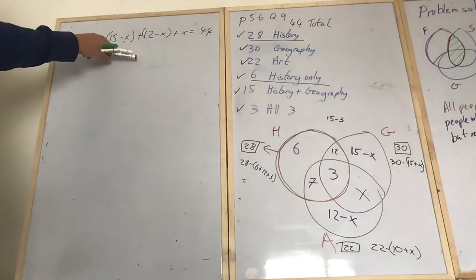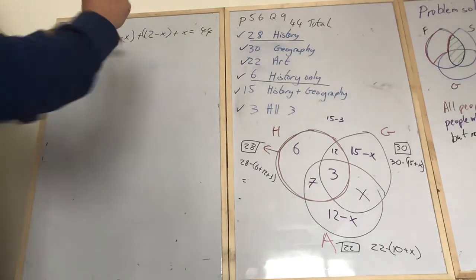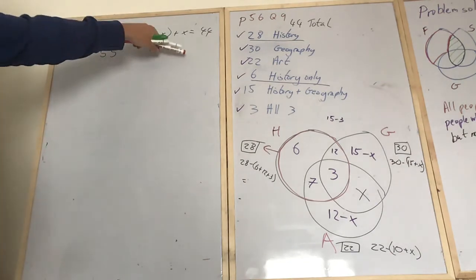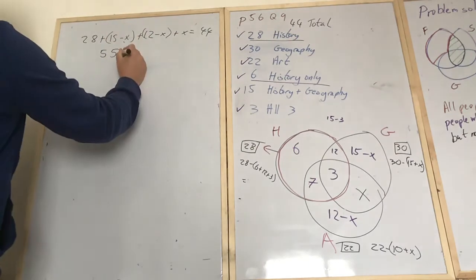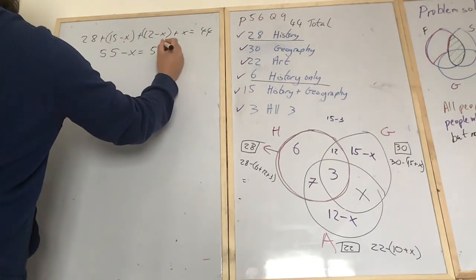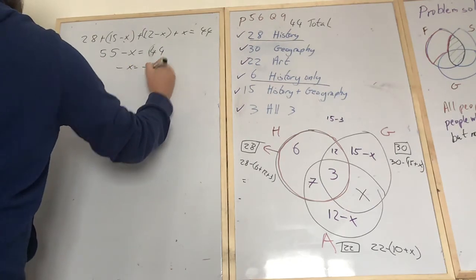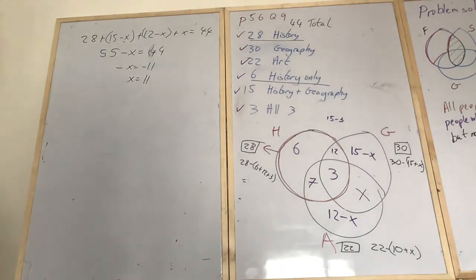28 plus 15 plus 12, 28 plus 12 is 40, plus 15, so you're going to be 55. Minus x is minus 2x. Minus 2x plus 1x is minus x. So 55 minus x is equal to 44. Minus x equals minus 11. x equals 11. Okay, and that's pretty much how you approach problem solving with 3 sets.